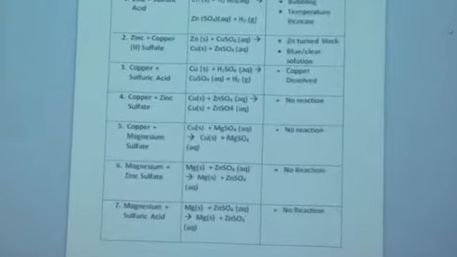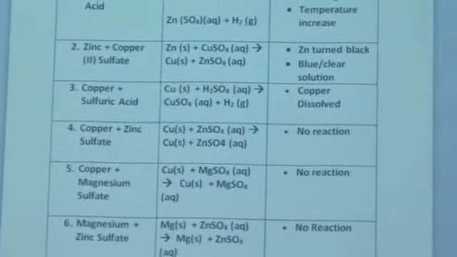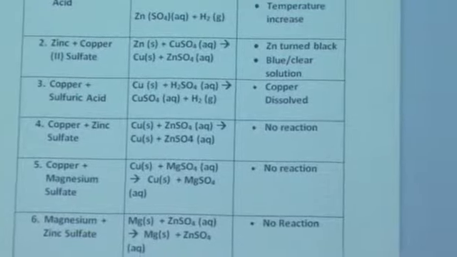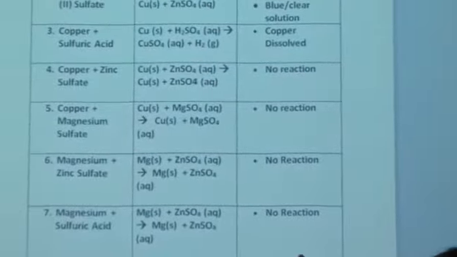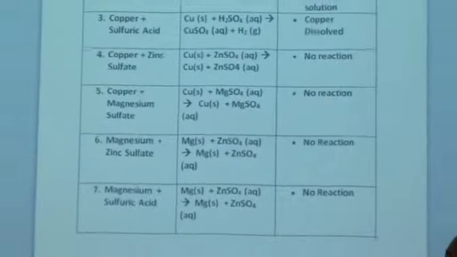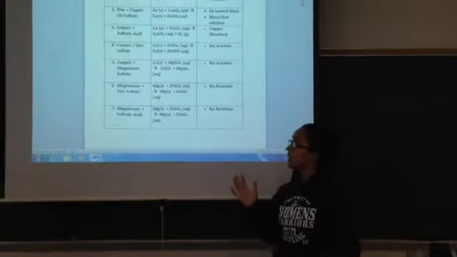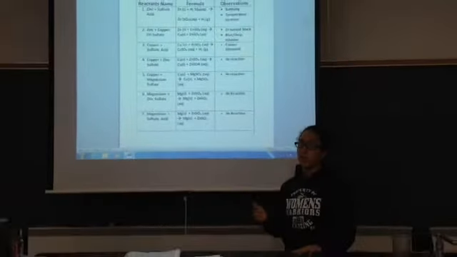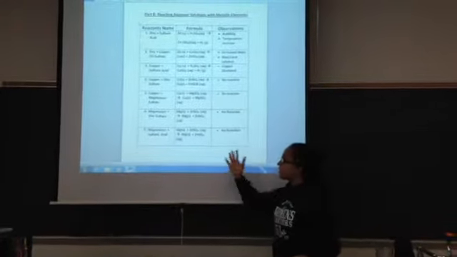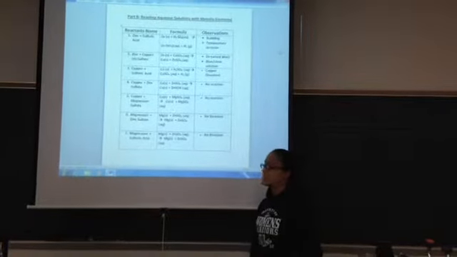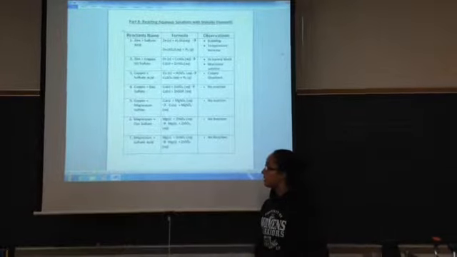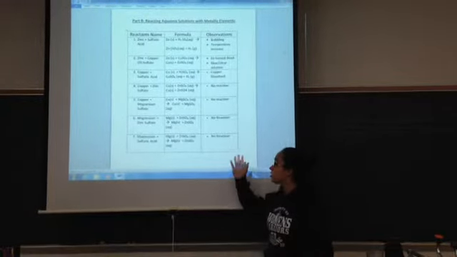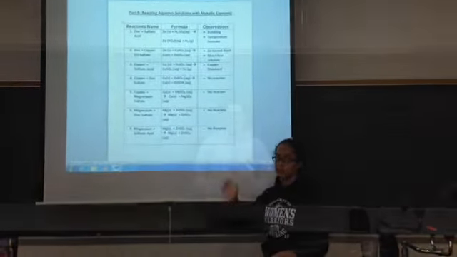In part 3, we did copper and sulfuric acid, which when combined, the copper dissolved, which made it a chemical reaction. In part 4, the reactants were copper and zinc sulfate, which had no chemical reaction. Part 5, copper and magnesium sulfate, again, no chemical reaction. Part 6, magnesium and zinc sulfate, no chemical reaction. And 7, magnesium and sulfuric acid, which had no chemical reaction observed.